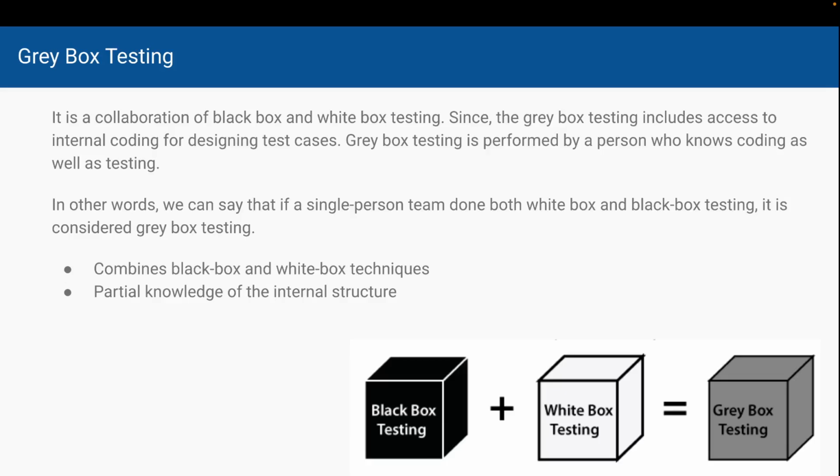In the diagram, you can see if someone is doing black box plus white box testing, it is called gray box testing. Two major points to remember are it combines black box and white box testing techniques, and the person should have partial knowledge of the internal structure as well. Okay, so gray box testing is a mix of both, where the tester has partial knowledge of the internal system.